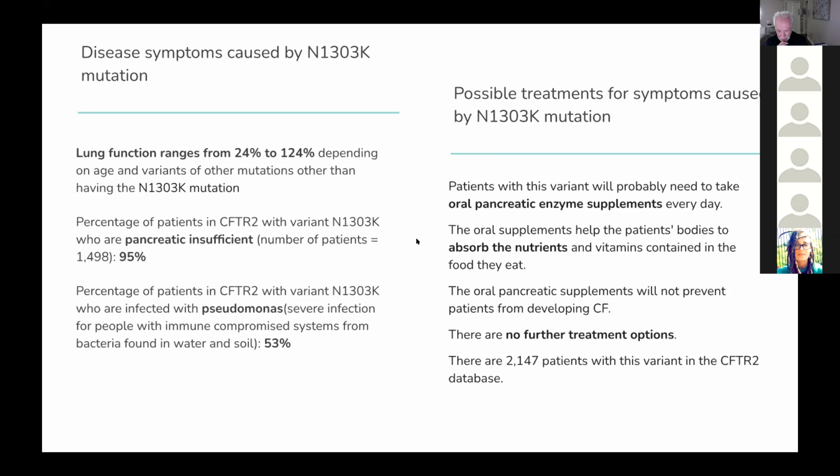And I also found out that most people who have this mutation also have another mutation, and having this mutation is kind of rare. There's only barely 2,000 people with this variant. And yeah, that's all I have. Thank you.